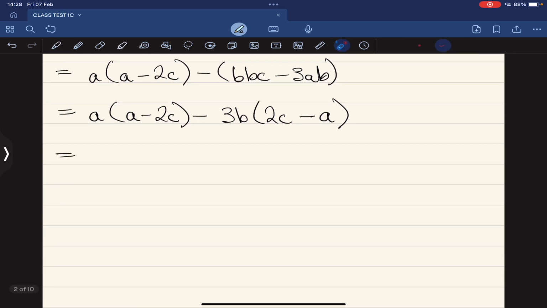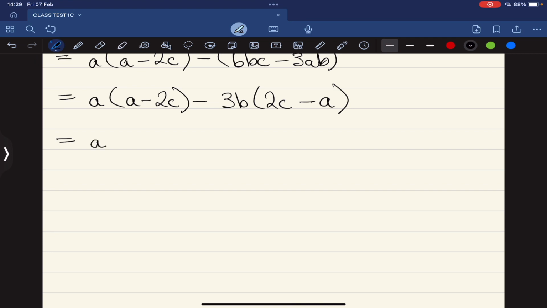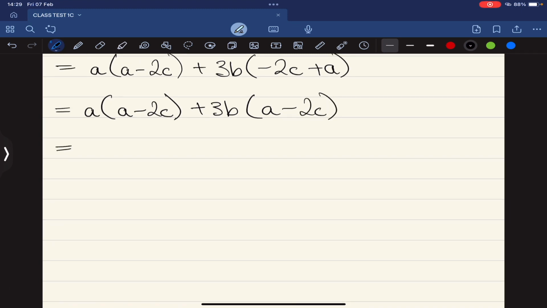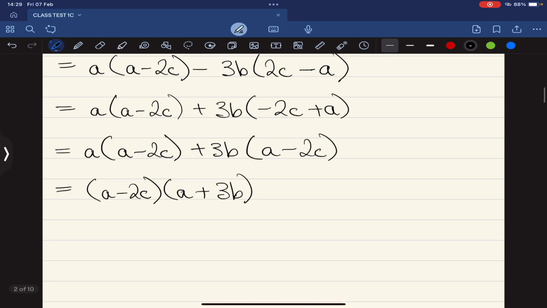Then ek sien hier so dat ek het a in 2c en a in 2c, maar hulle is nie in die volgorde wat ek wil hê nie. So ek gaan weer 'n verandering van tekenreël toepas. So dit is a min 2c, en dan gaan ek maak plus 3b, en dan minus 2c plus a. And of course I like to just rewrite that so I can see that these two guys look the same. So that will be a minus 2c, and then I can take out a highest common factor of the bracket a minus 2c, and what's left in the other one is a plus 3b. En dit is dan volledig gefaktoriseer.